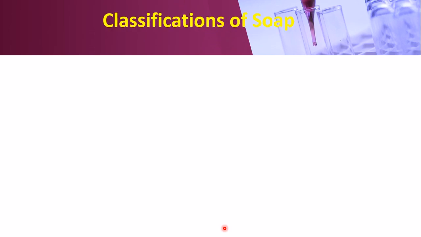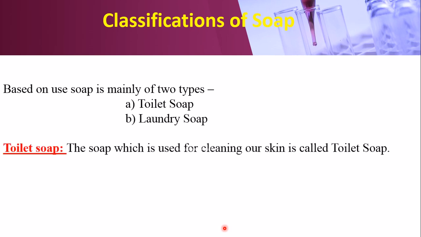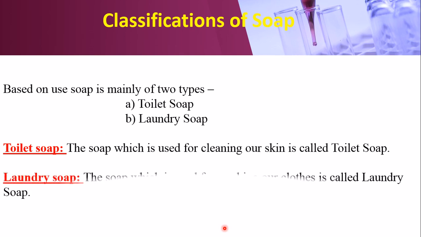Classifications of soap. Based on use of soap, soap is mainly of two types: toilet soap and laundry soap. Toilet soap. Toilet soap is the soap that is used for cleaning our skin. And what is laundry soap? The soap that is used for washing our clothes is called laundry soap.